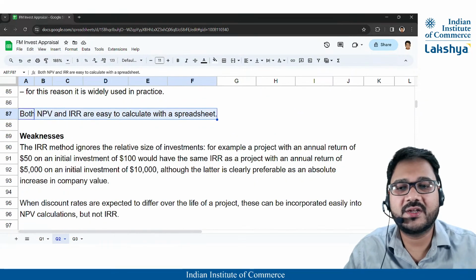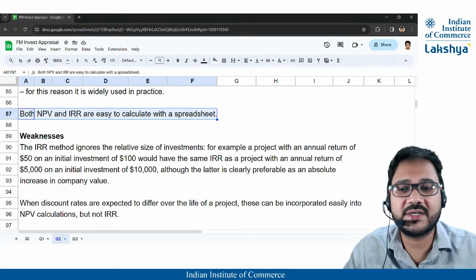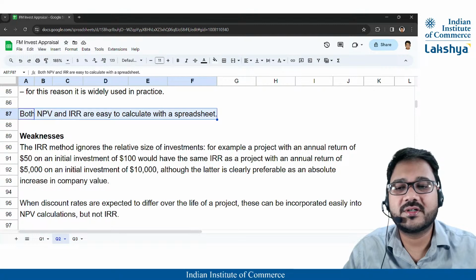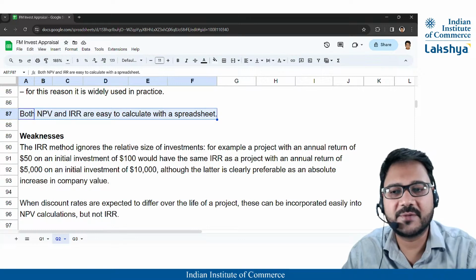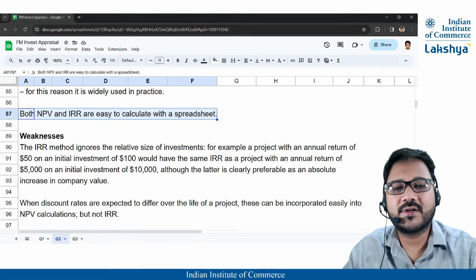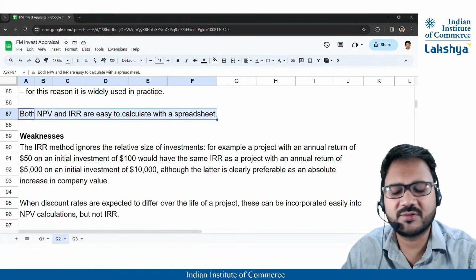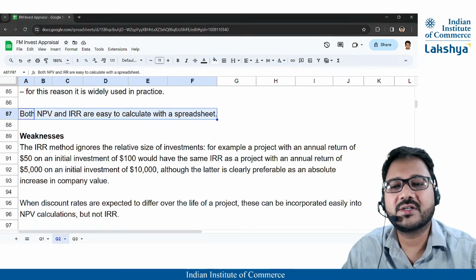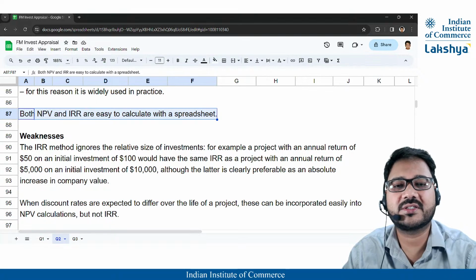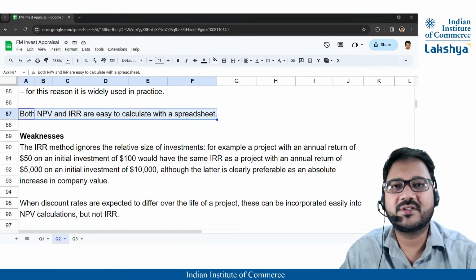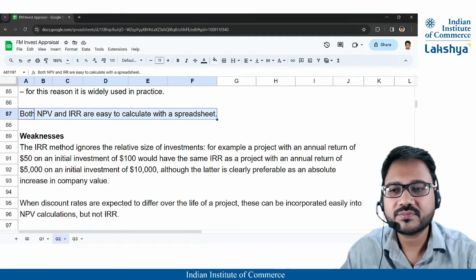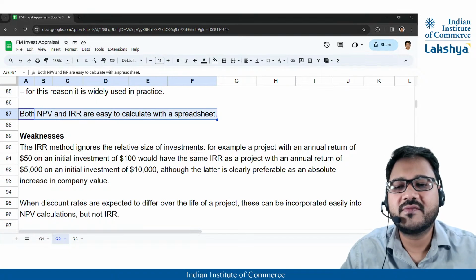The weakness is that the IRR method ignores the relative size of investment. Okay, for example, they made a point and now they are explaining it. For example, the IRR for a $50 project. Okay, if the investment is just $100 and the return is $50, then the IRR would be the same as if the project investment is $10,000 and the return is 5,000. Okay, it is the same. Right. So that is the weakness of IRR.